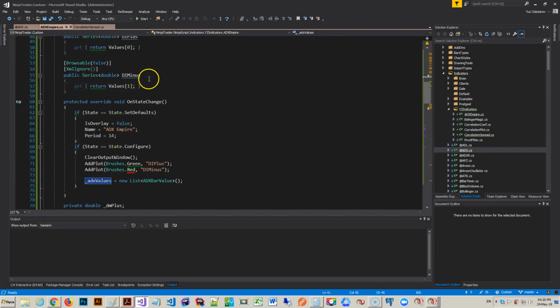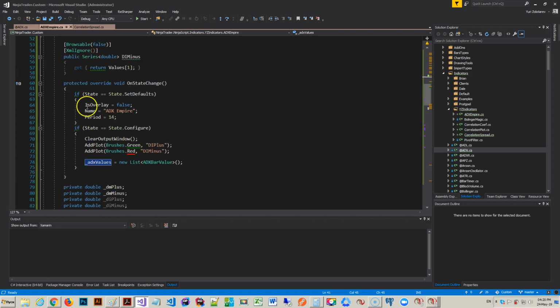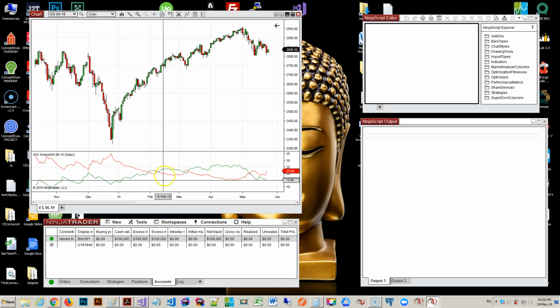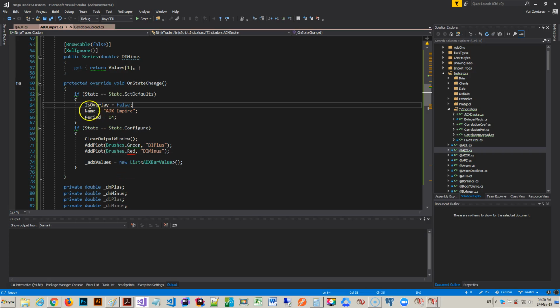On state change I only have to do two things: in set defaults and in set configure. In set defaults, overlays is false for our panel to appear right here. The name is ADX Empire. Well, I should actually give it something else, say DI plus minus, which makes more sense. Now, period. And in the state configure, clear output window and add two plots, DI plus and DI minus, and also initialize the list.